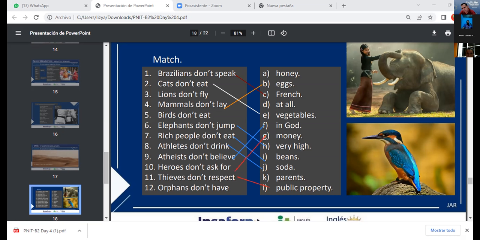Thieves don't respect public property. Orphans don't have parents. Exactly. ¿Y la 11? La 11 es la de public, la E. O sea que la 5 nos falta.